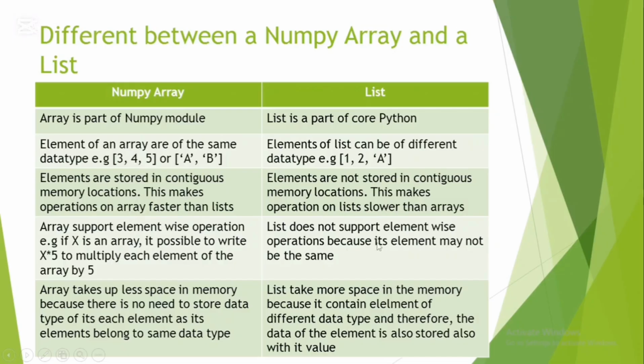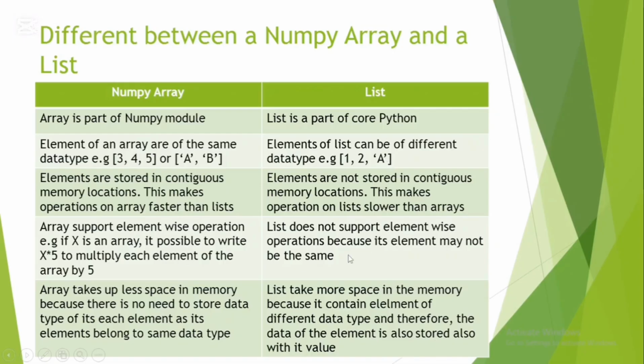A list does not support element-wise operations because the elements may not be of the same type. Imagine we are multiplying this by 5. If you multiply 1, 2, and a as a string by 5, it's going to give an error. We can multiply the 2 by 5, but the string cannot be multiplied by 5. Because a list can hold different data types, it does not support element-wise operations at all.